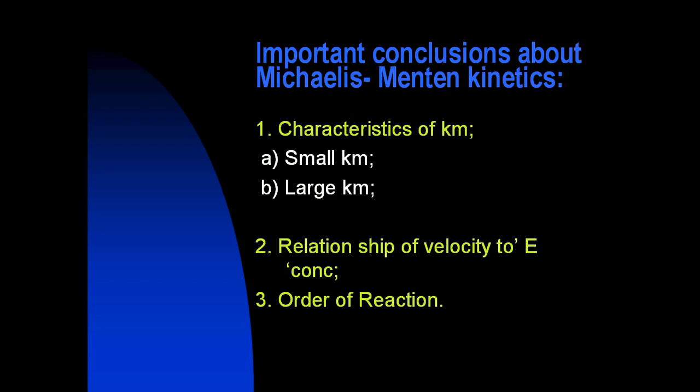If the Km is larger, a numerically large or high Km reflects a low affinity of the enzyme for its substrate, because at this level a high concentration of substrate is needed to half saturate the enzyme.